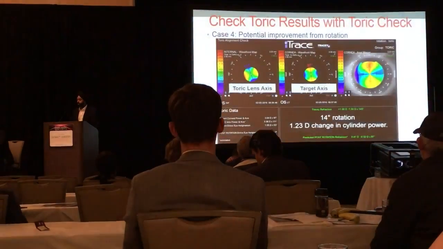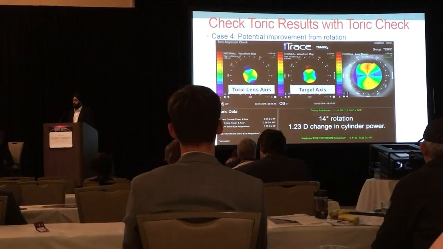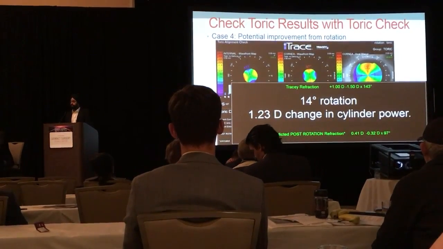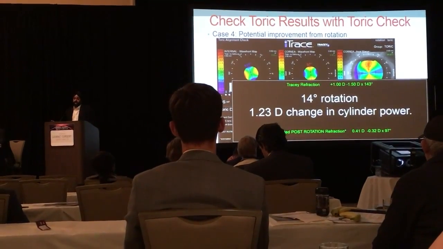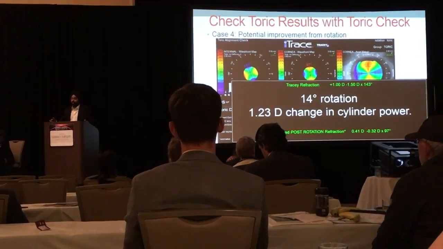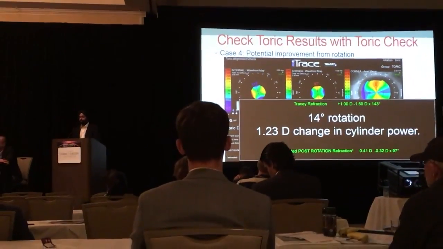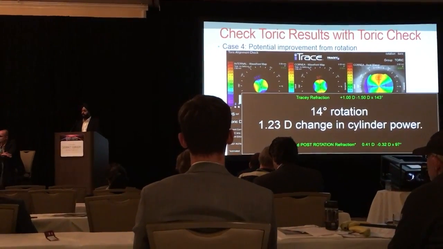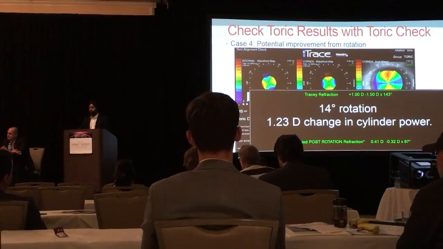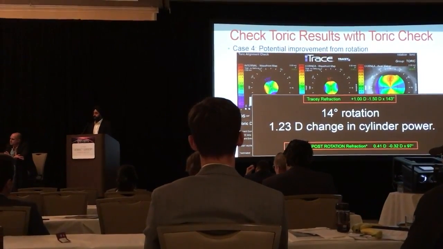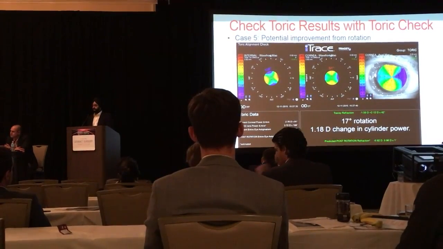Here's another example of a patient where you're about 14 degrees off. But this is a patient who may be happy. If you look at the pre-op refraction, or the tracing refraction, it's actually not too bad. This is a patient who may be 20/25 in your office. So if they're happy, you kind of leave it alone. But if they're not happy, at least you know if you rotate 14 degrees, it'll be about 1.3 diopters of effect, and you'll probably have a good post-op refraction down below. So you have a better understanding of whether you can help this patient if they're not happy.